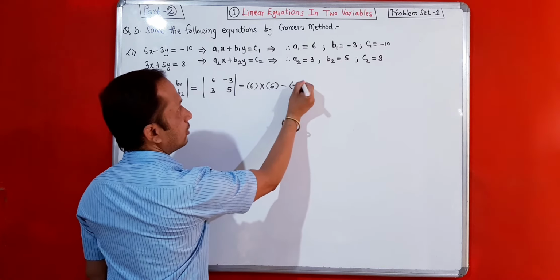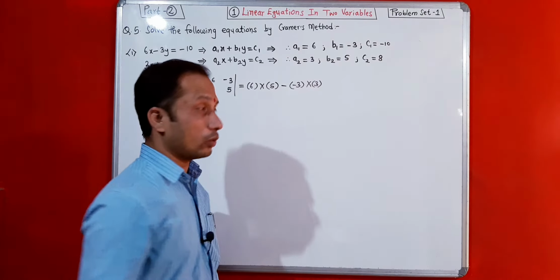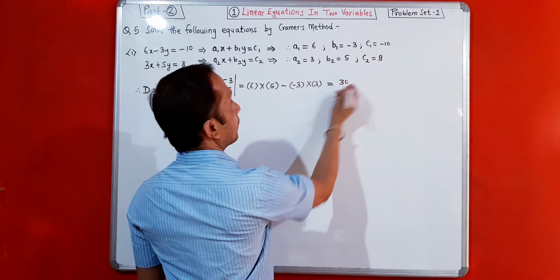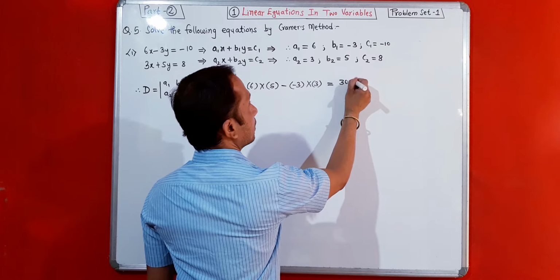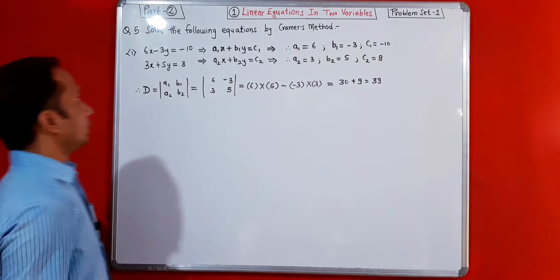So minus 3 into 3. Just place these figures at the accurate place with the accurate sign. So 6 5s are 30, and minus minus becomes plus 9. So it is 39. Okay, so this is D.